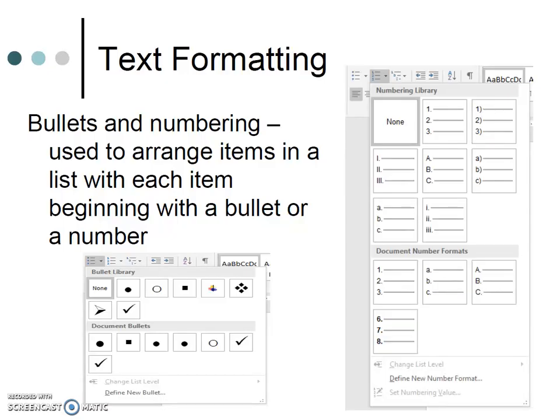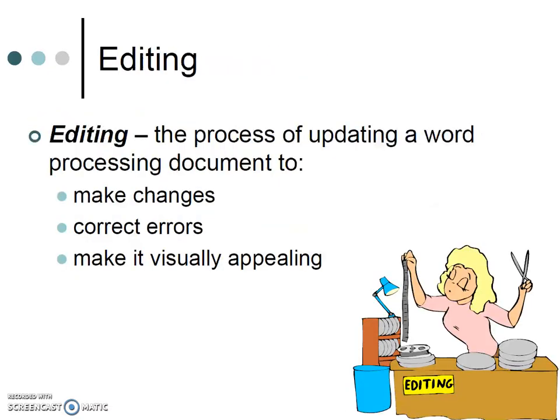Bullets and numbering. These are used to arrange items in a list with each item beginning with a bullet or a number. Okay, so you've got different options and you've got different pictures, I guess you could call them, to use as your bullets. And you can always change those within your document, or you can use numbers, or you can even use letters, whatever works for you in that type of list that you're making.